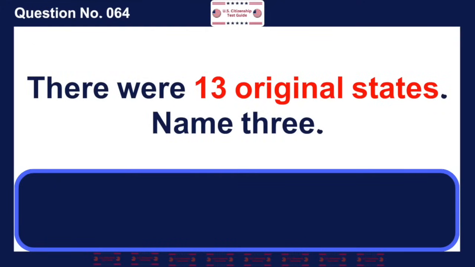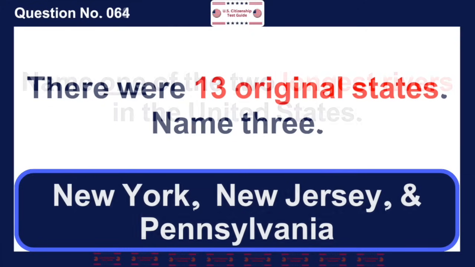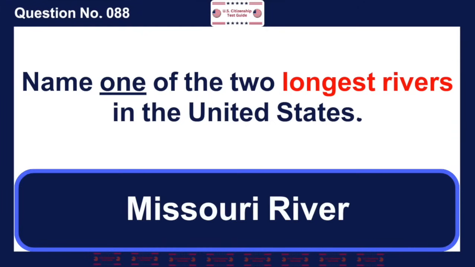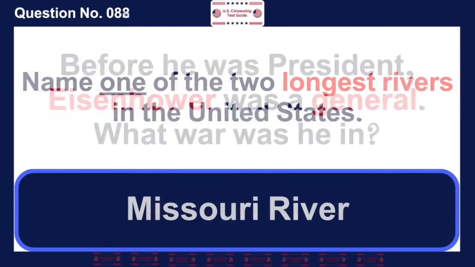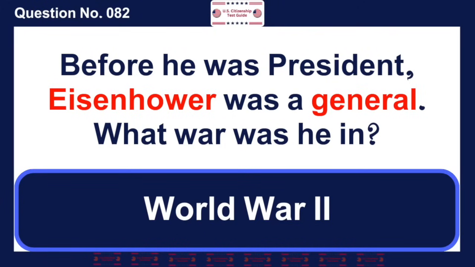There were 13 original states. Name 3. New York, New Jersey, and Pennsylvania. Name one of the 2 longest rivers in the United States. Missouri River. Before he was president, Eisenhower was a general. What war was he in? World War II.